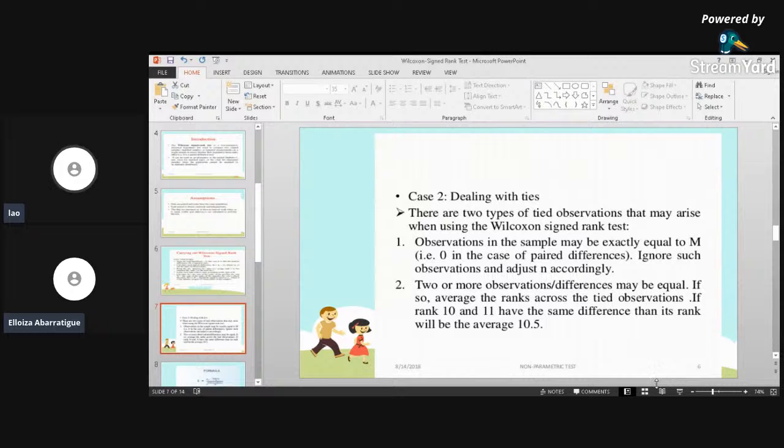Now, these are case-to-case, for example, dealing with ties. There are two types of tie observations that may arise when using the Wilcoxon signed rank test. Number one, observations in the sample may be exactly equal to the hypothesized median, so we ignore the observation and adjust n accordingly. Two, two or more observations may have equal differences. In that case, average the rank across the tied observations. If ranks 10 and 11 have the same difference, each rank will be averaged to 10.5.